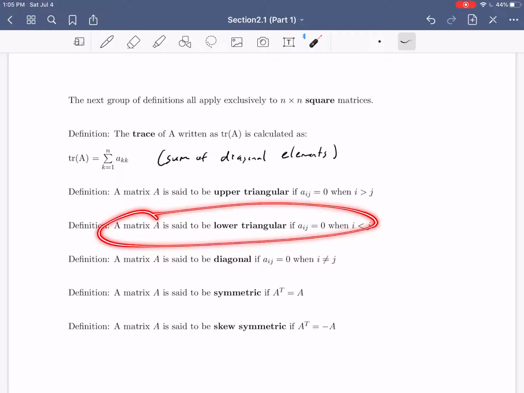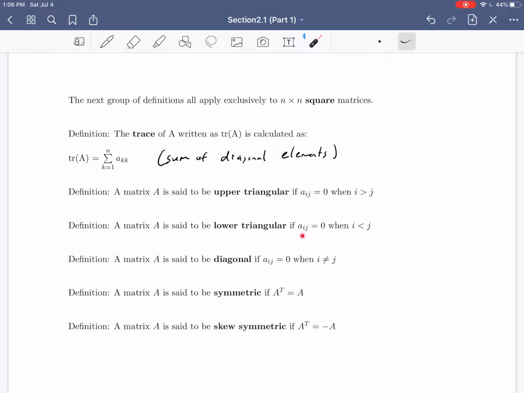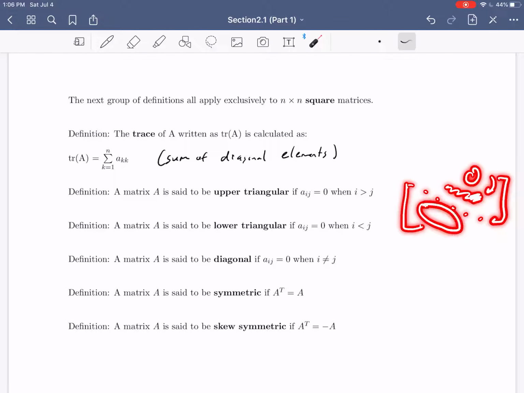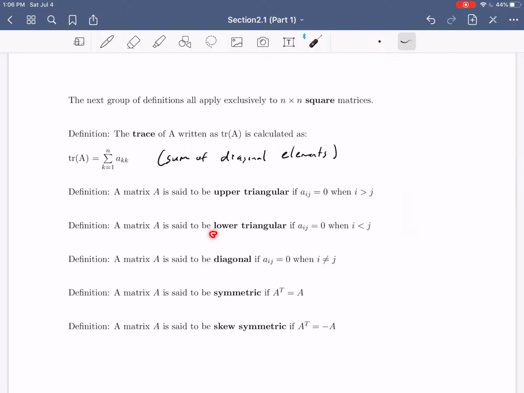Very similar, a matrix is said to be lower triangular if Aij equals 0 whenever i is less than j. So again, there's a matrix. The diagonal elements are where i equals j. i being less than j means that your row position is less than your column position, which means you're over here. So all this stuff must be 0. So in other words, the only non-zero stuff is over here, which is again why it's called lower triangular.